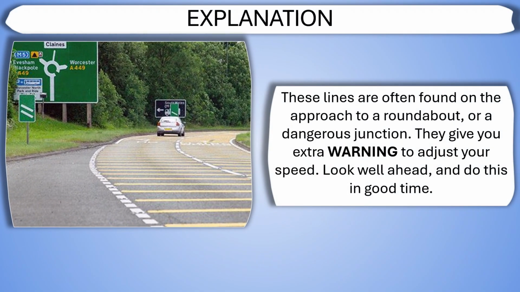Explanation. These lines are often found on the approach to a roundabout or a dangerous junction. They give you a warning to adjust your speed. Look well ahead and do this in good time.